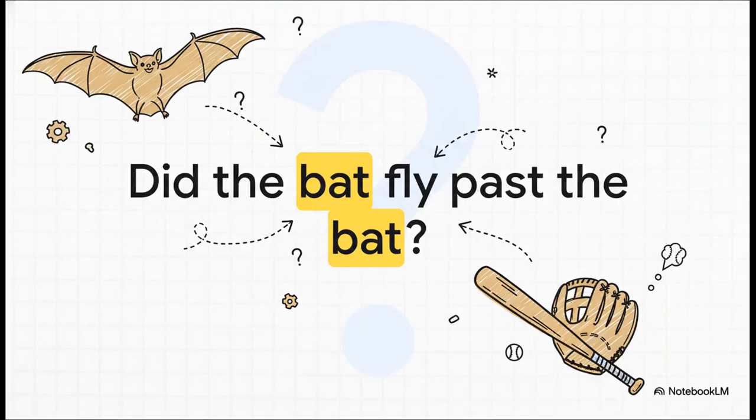So take a look at this sentence. Did the bat fly past the bat? It sounds a little nuts, right? How can one word, bat, mean two totally different things in the same breath? Well, this is the exact kind of mystery we're going to solve. And trust me, by the end of this, you'll be able to read that sentence without even blinking.